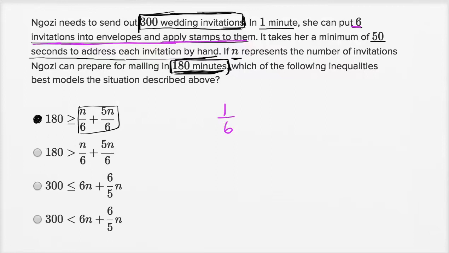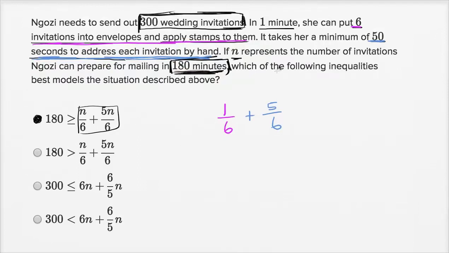And then how much time will she spend writing the address? Well, she's going to spend 50 seconds to write the address for any one invitation. But in terms of minutes, that's 50 out of 60 seconds in a minute, so we could write this plus 5/6 of a minute. I'm really tempted to add these because they add up to 6/6, or 1, but it doesn't look like they added them over here, so I'm going to keep them like this. So this is how much time in minutes she would spend on any one invitation.